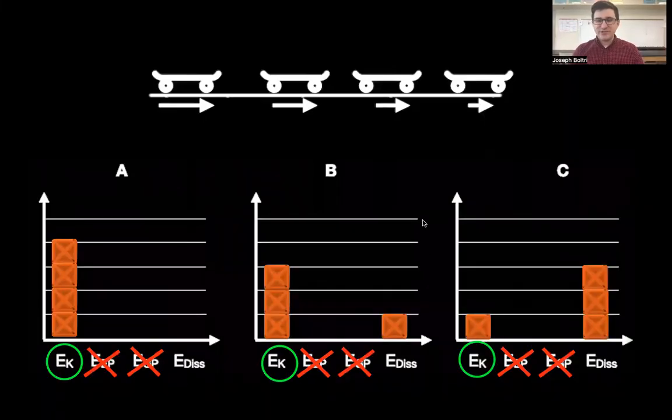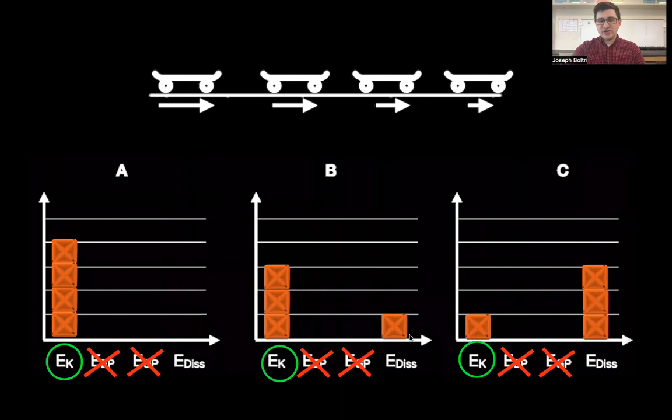And the same pattern continues in part C, where the kinetic energy continues to go down and the dissipated energy continues to go up. One example question that I would love to ask is, what do you think that situation D would look like? I think in situation D, the kinetic energy would continue to go down, dissipated energy would continue to go up until the skateboard comes to a stop.